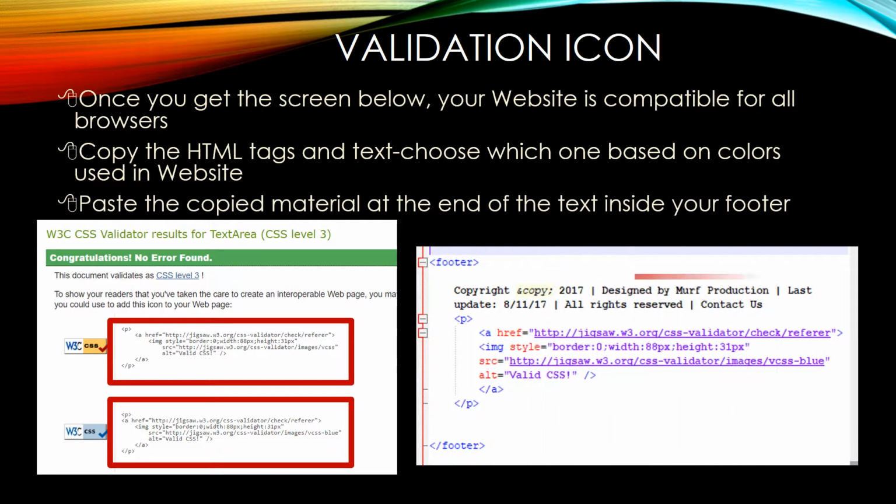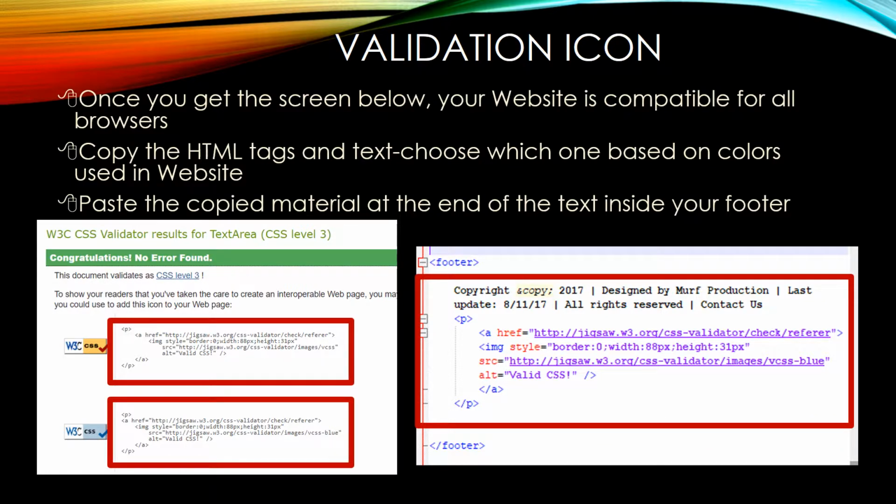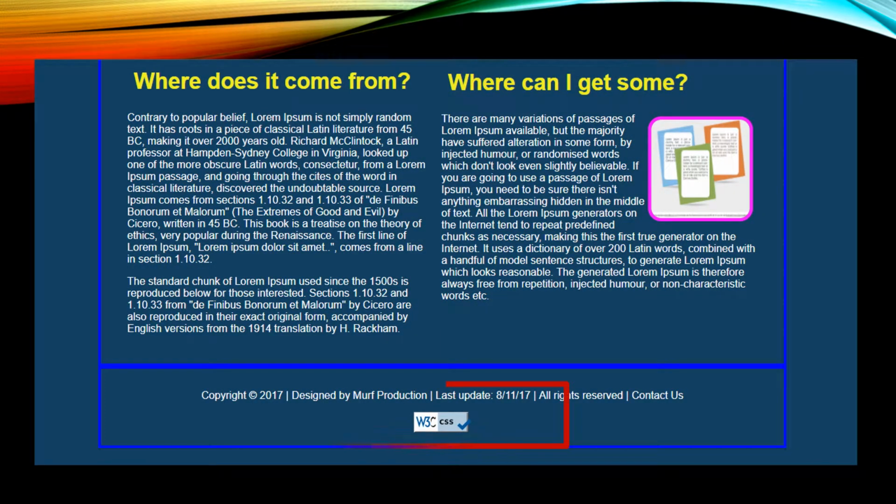Then you're going to paste that copied material at the bottom of your website between the two footer tags, after the contact us. You will paste in the paragraph tag, then the coding, and then the closing paragraph tag. Once that's in there and you run it, you will see at the bottom of your website one of the two icons, whichever one you chose. So when you go back to your website and go down to the footer, you're going to see that little icon appear on your website.